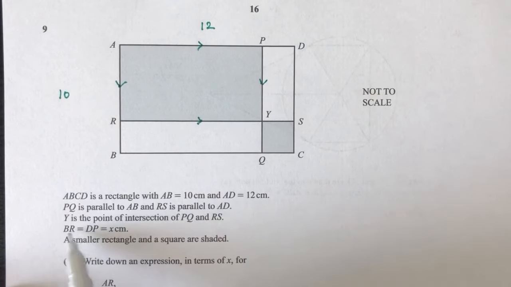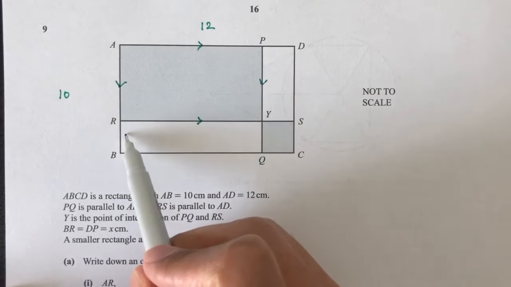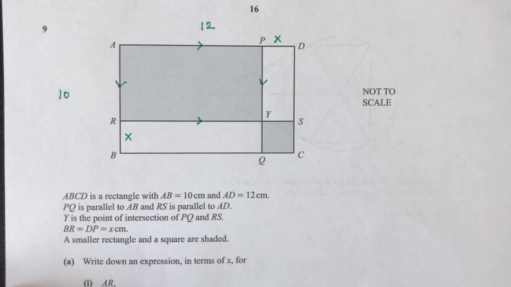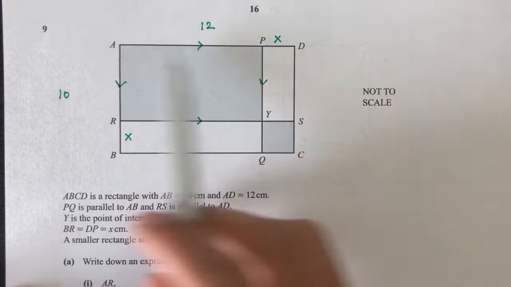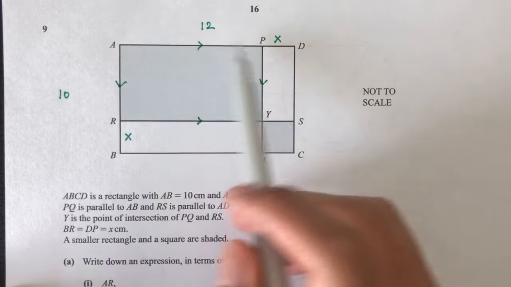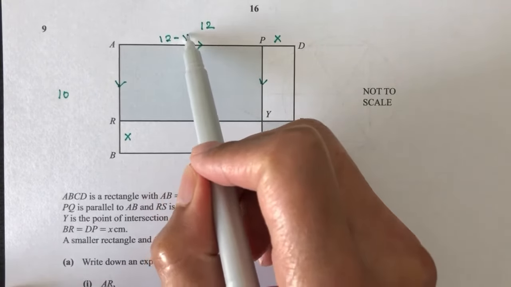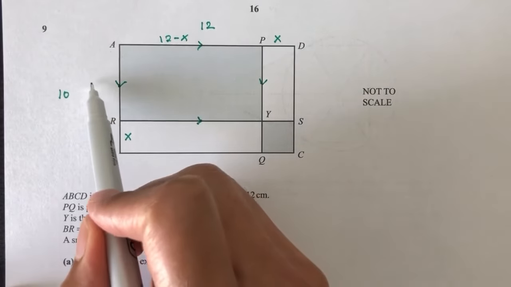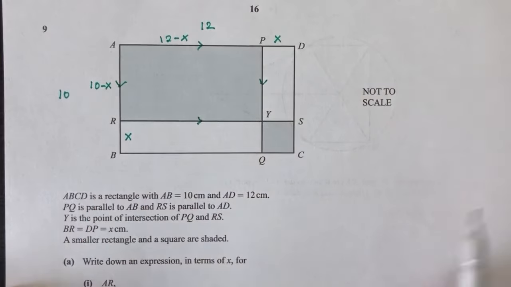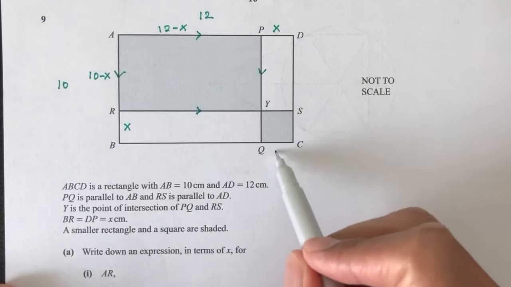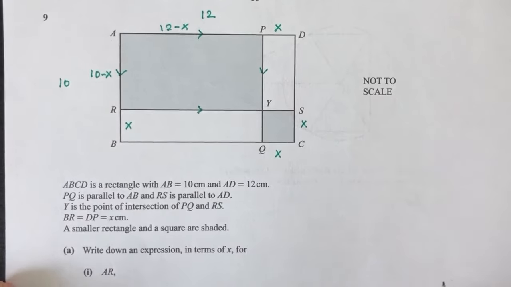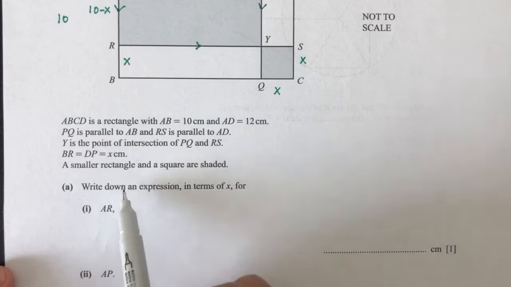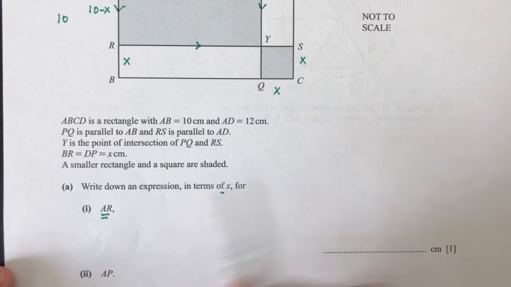Great. Now we have BR is equal to x, this is x, and DP is x as well. So if this whole thing is 12, what is this one? AP will be 12 minus x, right? And if this whole thing is 10 and this is x, so this will be 10 minus x. Agree? Okay, so that will be x for this square here. So now part A, write down an expression in terms of x for AR. Let's find AR.